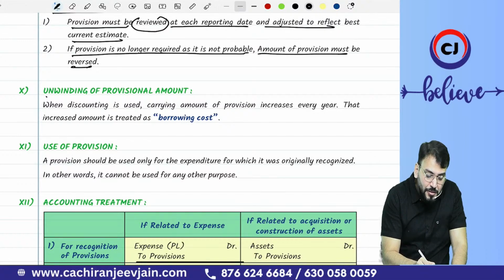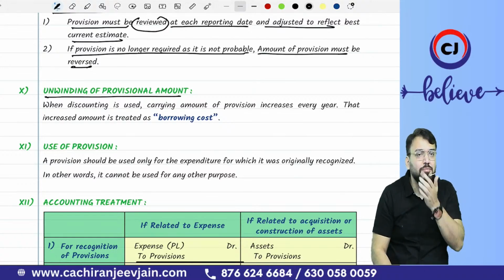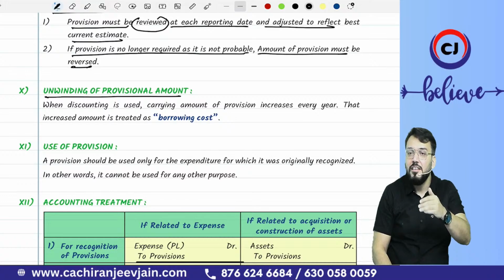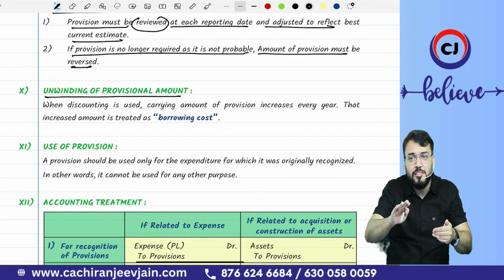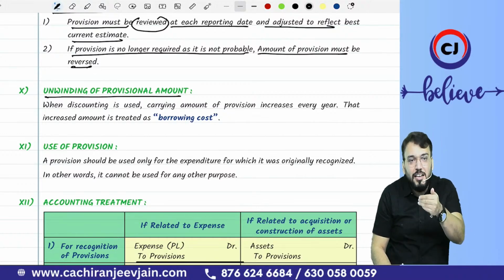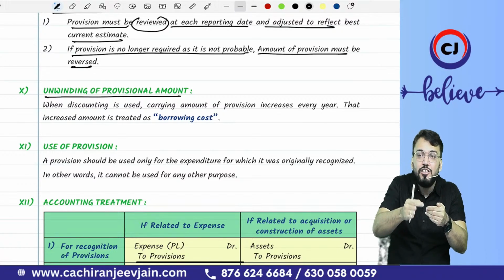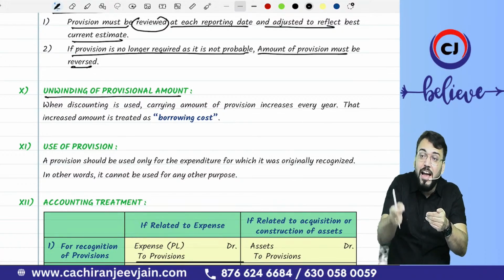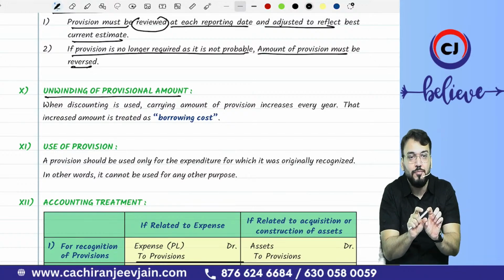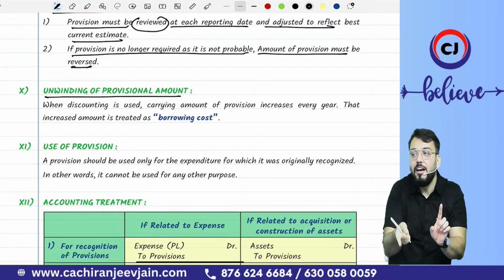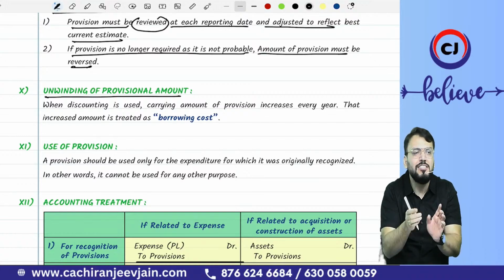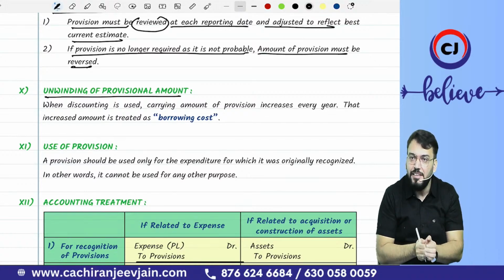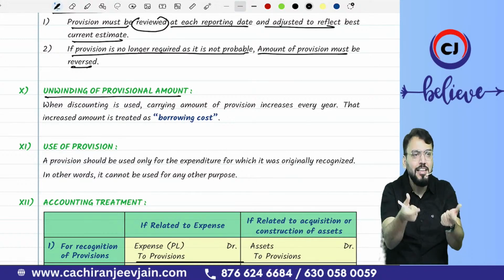Got this point? Then there is one concept of unwinding of provisional amount. Unwinding of provisional amount is nothing but converting present value to future value. Correct. Can you say initially we have discounted? Initially we have discounted, but the payment will be with discounted amount or undiscounted amount. Undiscounted amount means, can you say every year we need to add interest to that? So when you add interest, that is known as unwinding of provisional amount. When you discount, we call it winding up. When you add interest, we call it unwinding. Unwinding of provisional amount is nothing but compounding of interest. But a new term in your life. Unwinding is a new term in your life.